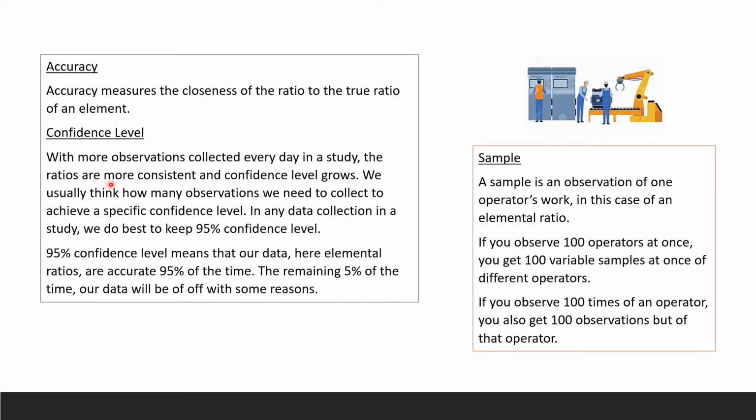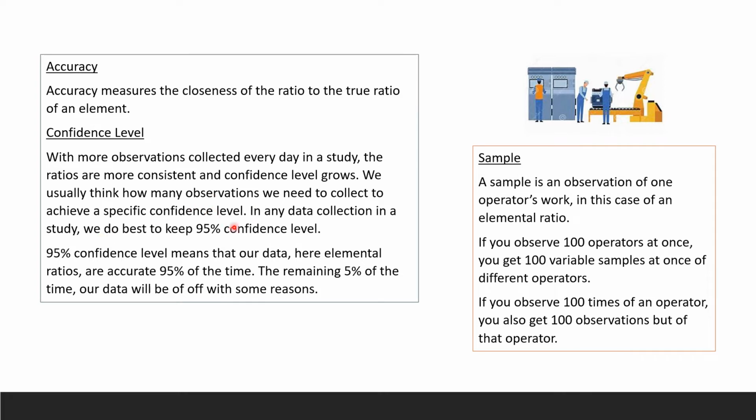Another thing is your confidence interval or confidence level. With more observations collected every day, because in the plant we collect the data every day. Okay, some people don't even know that we're collecting the data. So in a study, because we don't want to disturb their work, we want their work as natural as possible. So the ratios are more consistent and the confidence level grows. If your ratio is more consistent, your confidence level is going to grow because you become confident to be able to determine the work element.